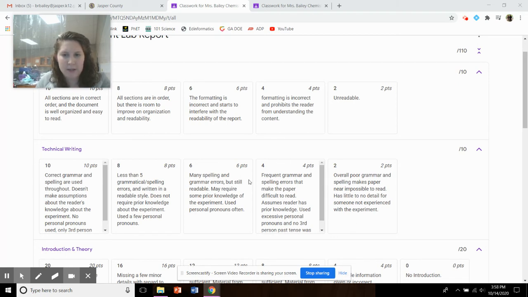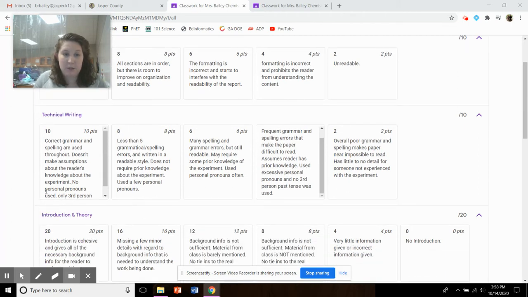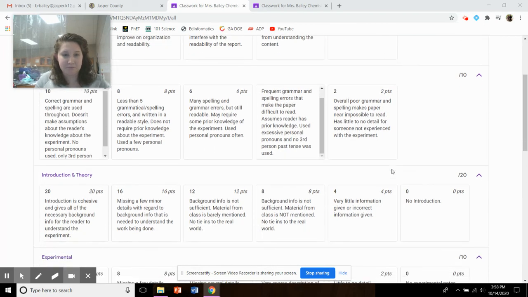This is where we bring in the third person past tense and no personal pronouns. So instead of saying I weighed the sample, it's the sample was weighed. We don't use personal pronouns. We don't say I, we don't say you, and it's all in third person past tense. So third person past tense is really important. And if you use personal pronouns, I will count off here, okay? And I've got it detailed.